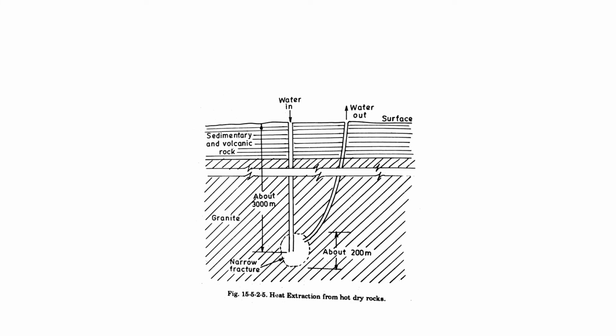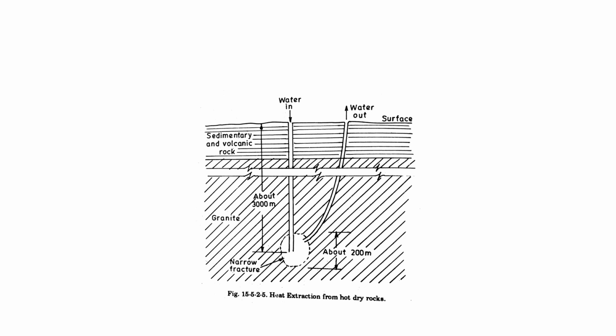See, now if you look at this, you will get a very clear idea. Heat extraction from hot dry rock. About 3000 meters, that is 3 kilometers depth from the ground level. And we are going to have a fracture of 200-meter diameter. There we are going to supply the water. The water will be converted to steam. That steam will be drained out, that is trapped out, and it will be utilized at the surface.